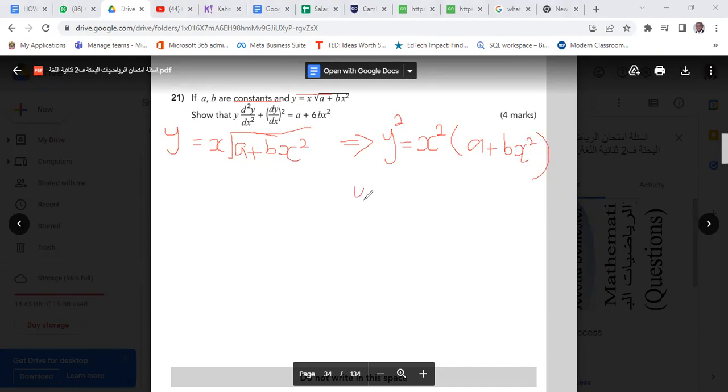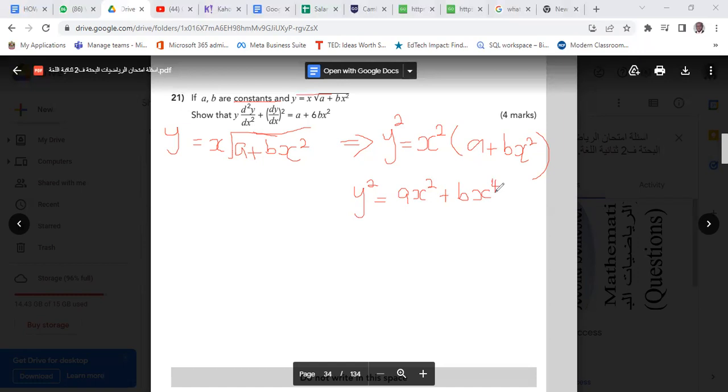So y power 2 is what now? Is equals to ax squared. I'm trying to open the brackets now. I hope you understand that step. Plus bx power 4. Now I can easily differentiate.